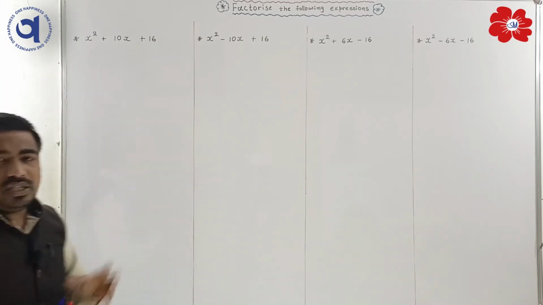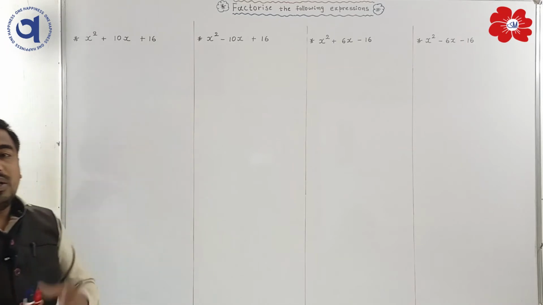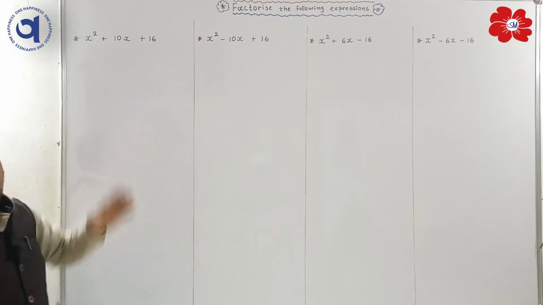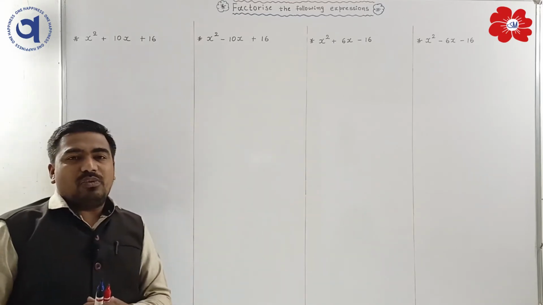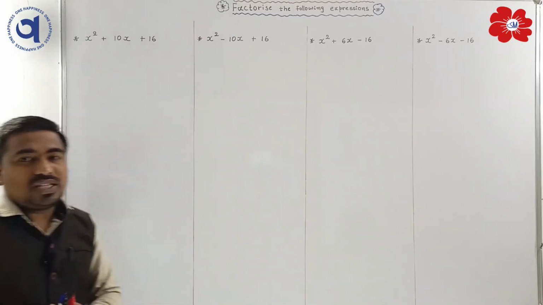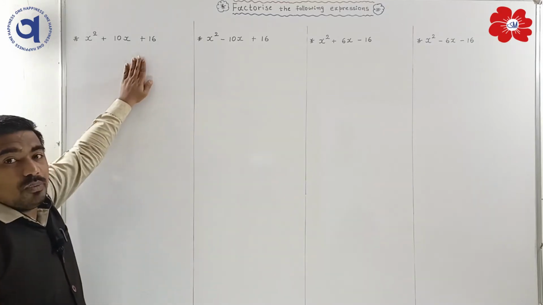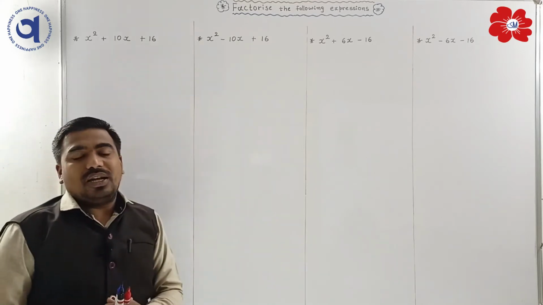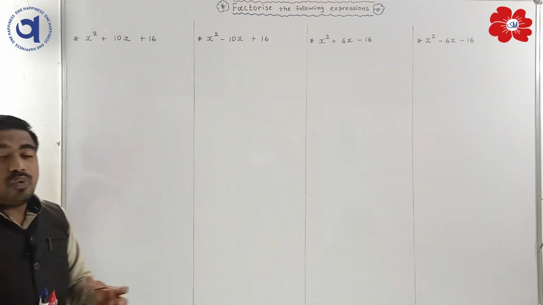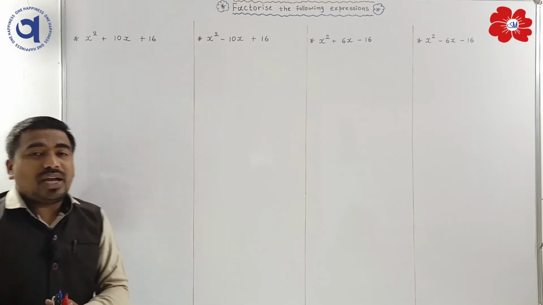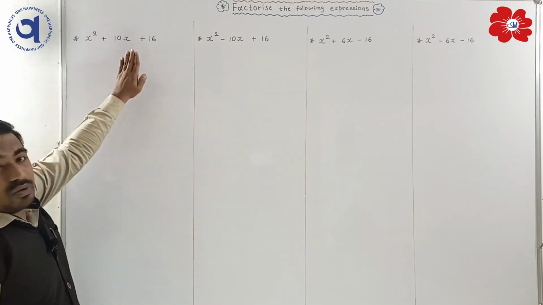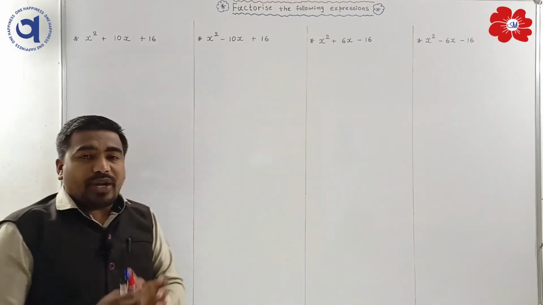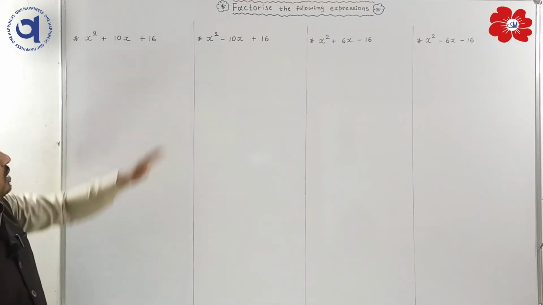Whenever we solve this type of example, first of all we have to see the sign of the last term. It means the constant term. Look here, the last sign is plus. So what do we have to do? Whenever the last sign is plus, we have to factorize into two parts.